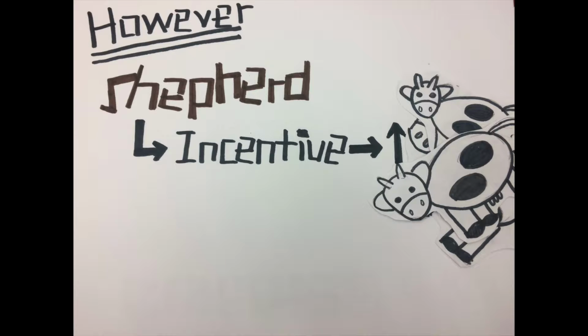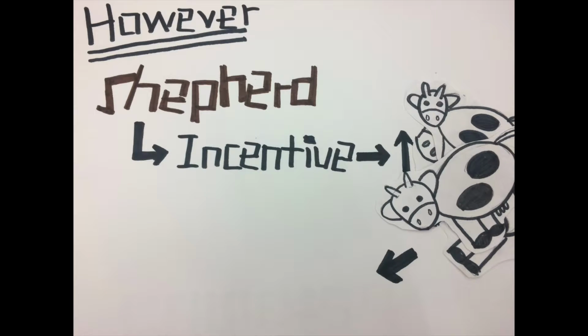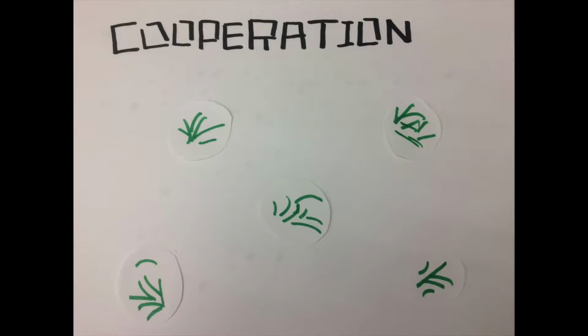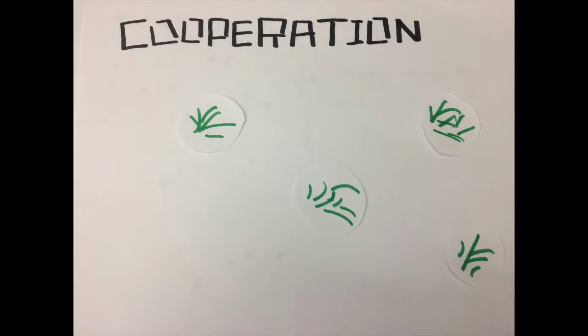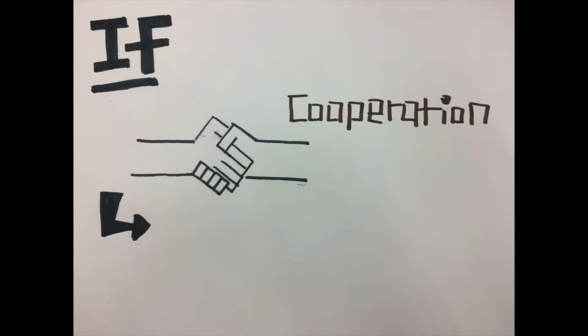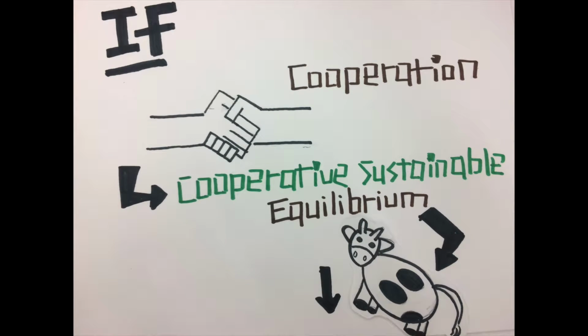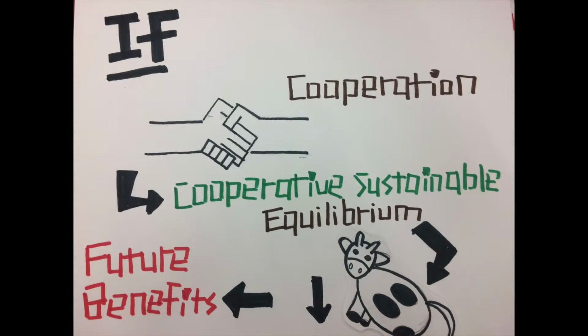Each shepherd knows this, and so every individual has a direct incentive to graze more sheep and overuse the resource. Eventually, the resource will be depleted and the shepherds will need to find a new field. This result is suboptimal because if there were regulation on the field, or if the shepherds found a way to cooperate, then a cooperative sustainable equilibrium could be reached where there may be a few less sheep initially, but the future benefits of the field will persist.